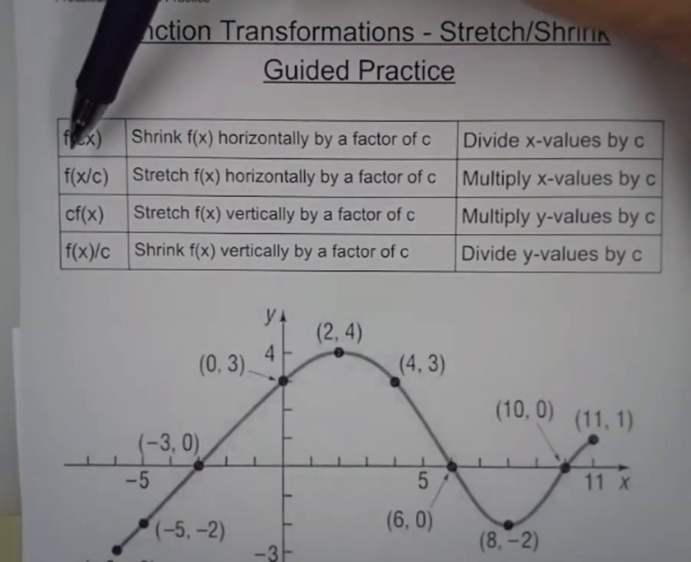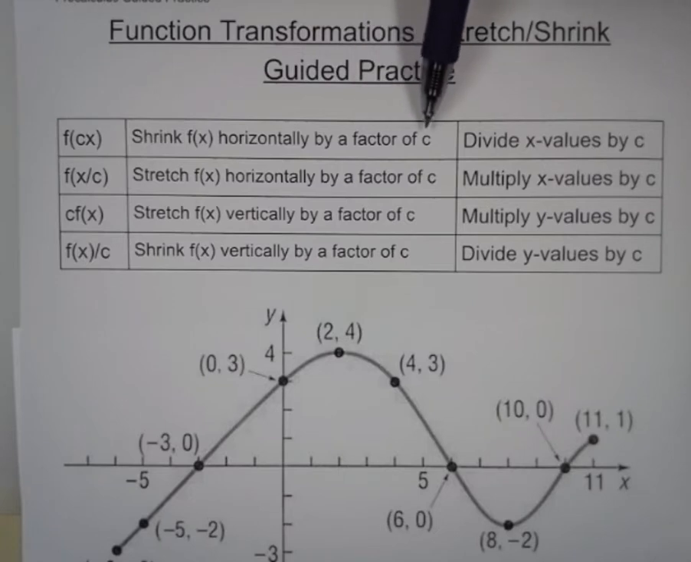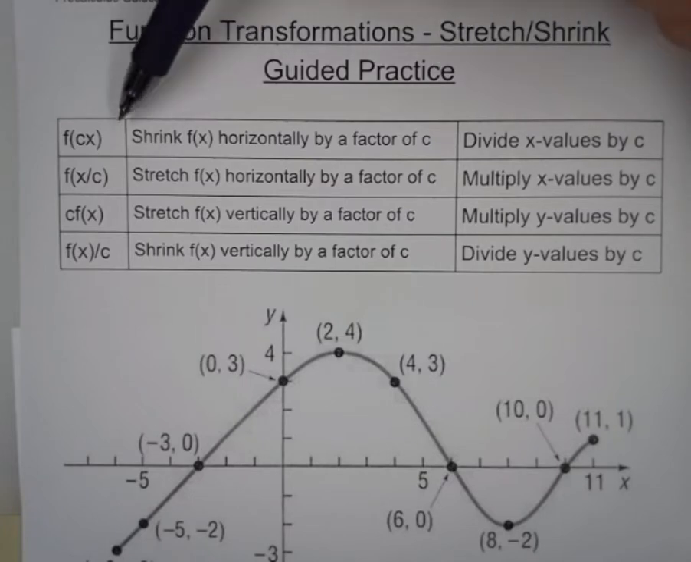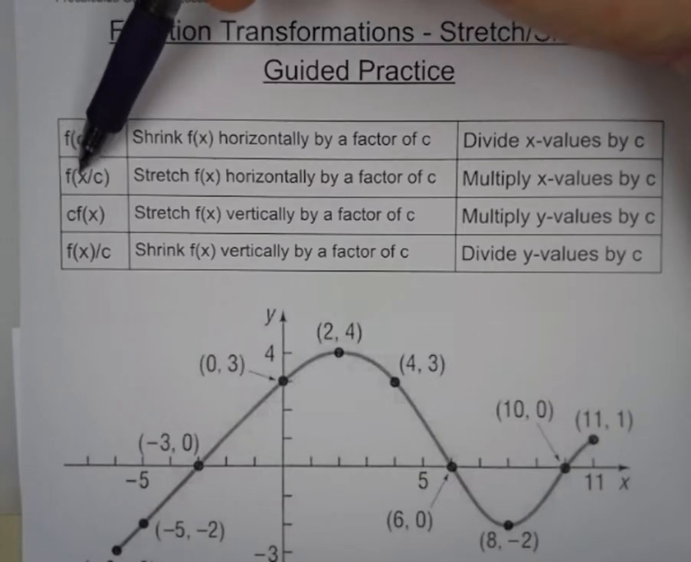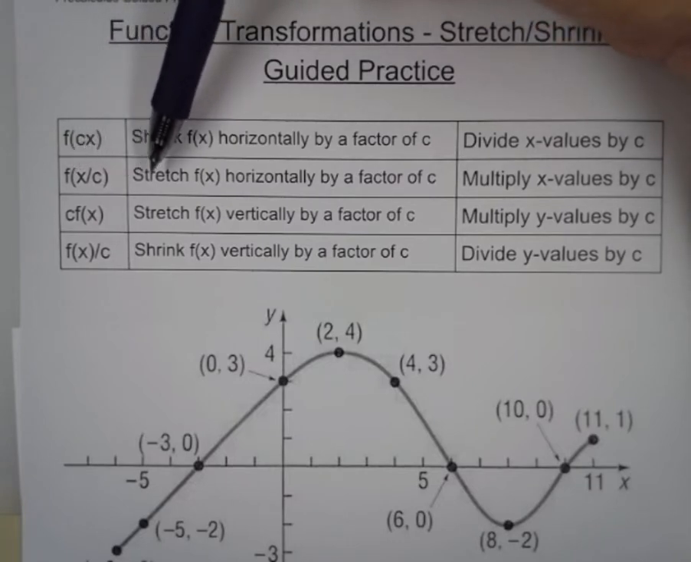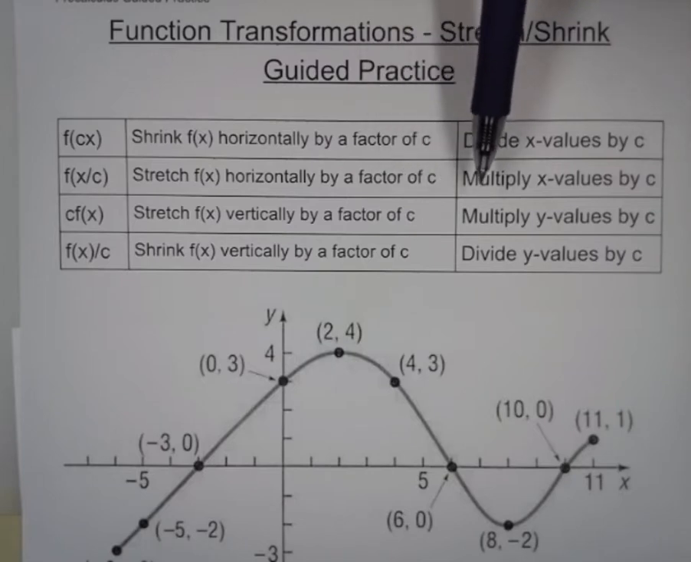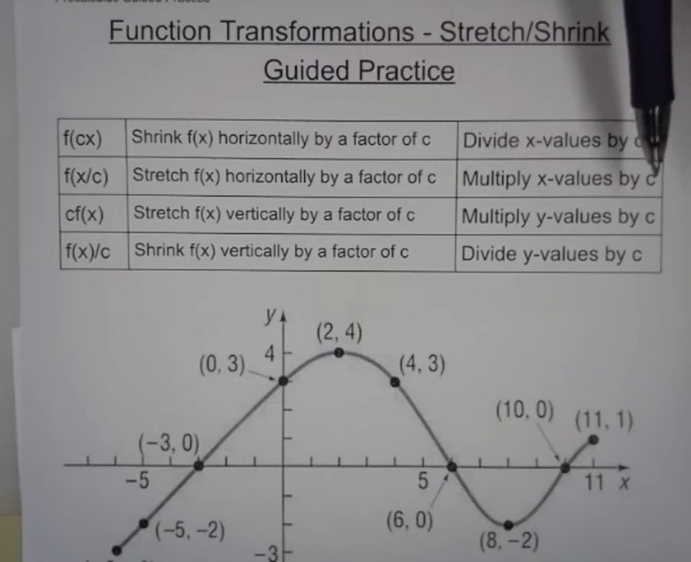Here I'm multiplying before I apply the function. What that does is it shrinks f of x horizontally by a factor of c. In other words, we take the x values and divide them by whatever c is. Or here, I take x, divide by c before I apply the f function. That means I'm going to stretch f of x horizontally by a factor of c, or in other words, multiply the x values by c.